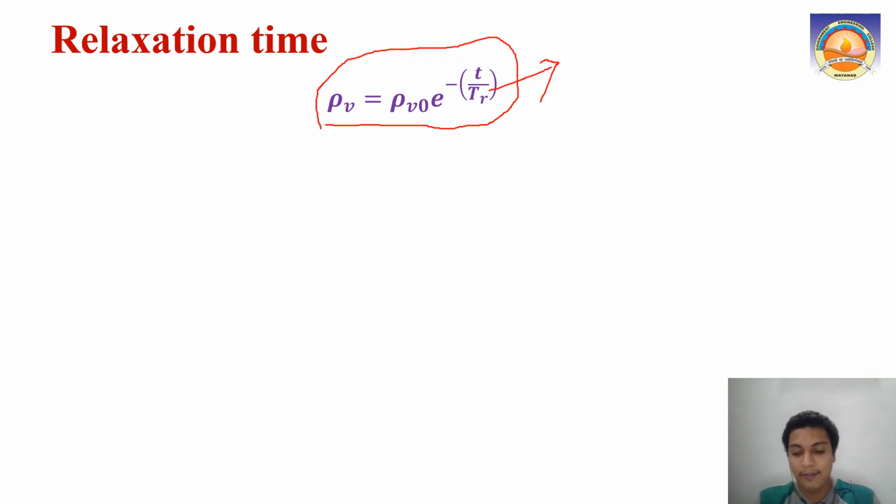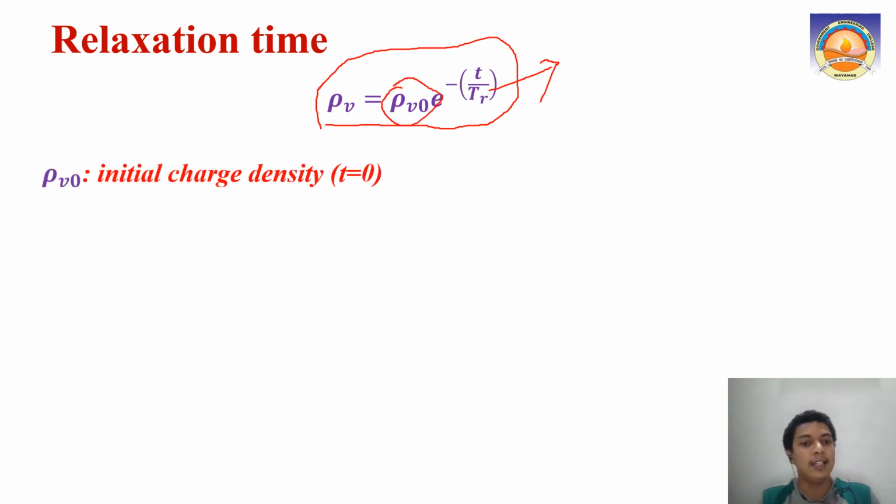So we have the continuity equation, we have Ohm's law in point form. Basically it is about a conductor or a material in which your current is flowing, right? So if you have rho v0, what does it mean? Rho v0 is the initial charge density at the time t equal to 0, right?